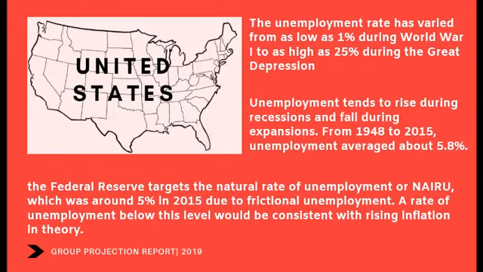There is always some unemployment, with persons changing jobs and new entrants to the labor force searching for jobs. This is referred to as frictional unemployment. For this reason, the Federal Reserve targets the natural rate of unemployment or NAIRU, which was around 5% in 2015. A rate of unemployment below this level would be consistent with rising inflation in theory.